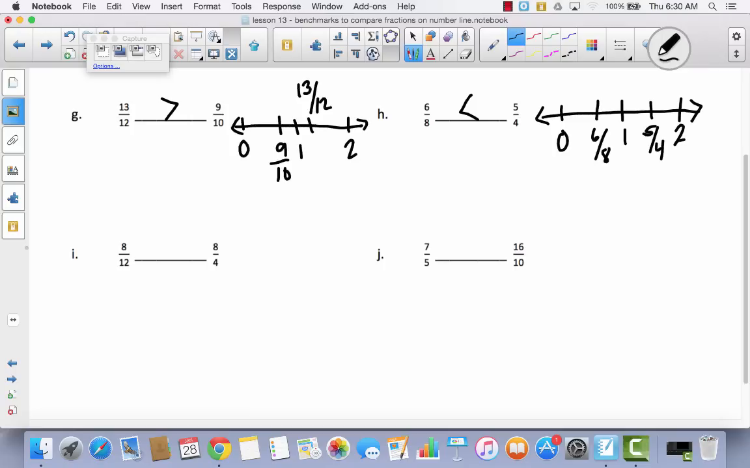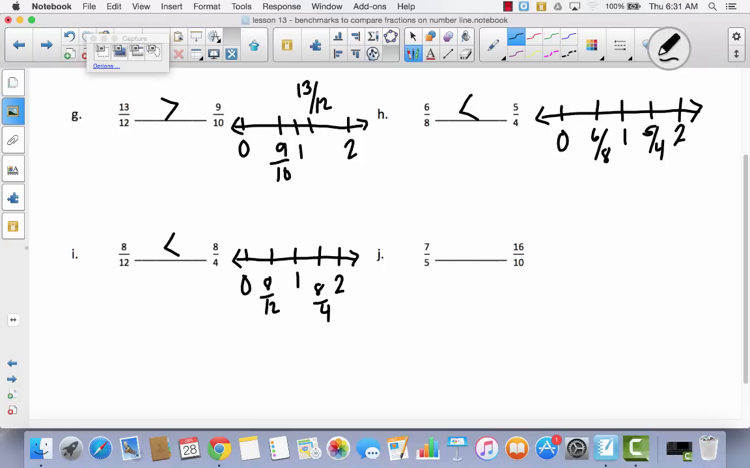All right, so let's take a look at I. 8/12 is less than 1 because it takes 12/12 to make a whole. 8/4 is greater than 1. So let's take a look at this one. This is just like the last three that we just did. So I'm going to do 0, 1, and 2. 8/12 is less than 1. 8/4 is greater than 1. So 8/12 is less than 8/4.